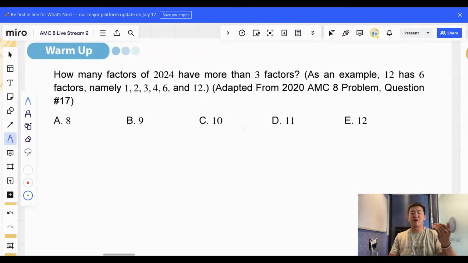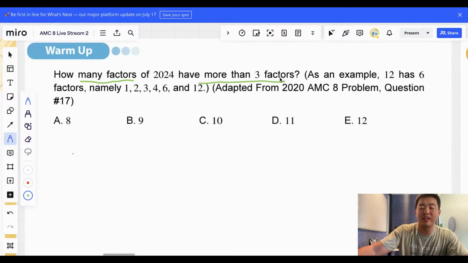Good. Now that's enough for the information session. Let's go to the third problem of today's live stream. The third problem is a warm-up, so we're going to learn some concepts. The question says, how many factors of 2024 have more than 3 factors? Let's read it again, it's kind of weird wording. How many factors of 2024 have more than 3 factors? For example, 12 has 6 factors, namely 1, 2, 3, 4, 6, and 12. This is adapted from question 17.